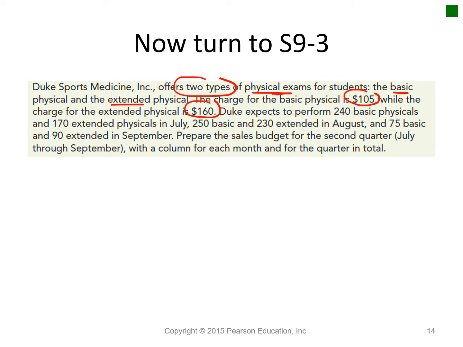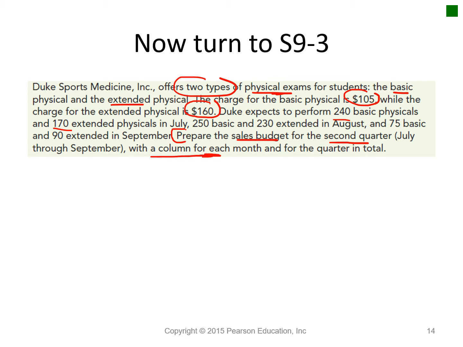And then down below, keep reading, they're going to give you how many physicals they expect to perform on each type. So for example, they expect 240 basic and 170 extended in July, 250 basic, 230 extended in August, and then 75 basic and 90 extended in September. And they want you to do, here's the requirements right here, prepare the sales budget for the second quarter. So that's basically July, August, September.